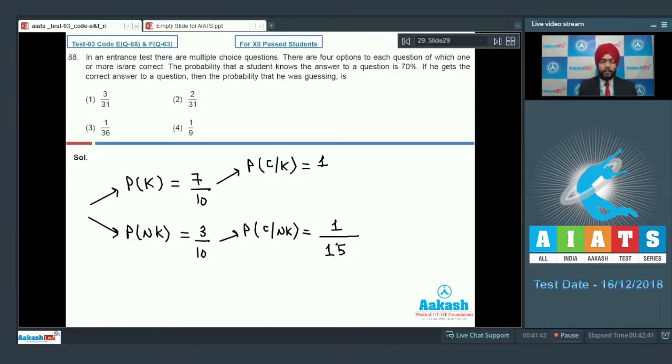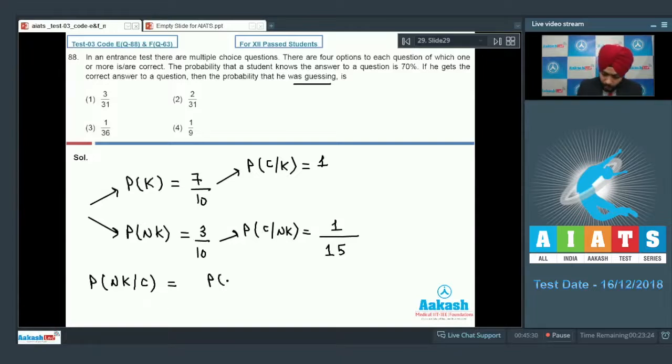The question asks you the probability that if he gets the correct answer to a question, then what is the probability that he was guessing? That means what was the probability that he did not know? Now guessing means that he did not know the question. That means the question is asking you not knowing given that he attempted the question correctly. So by Bayes' theorem we know the result.